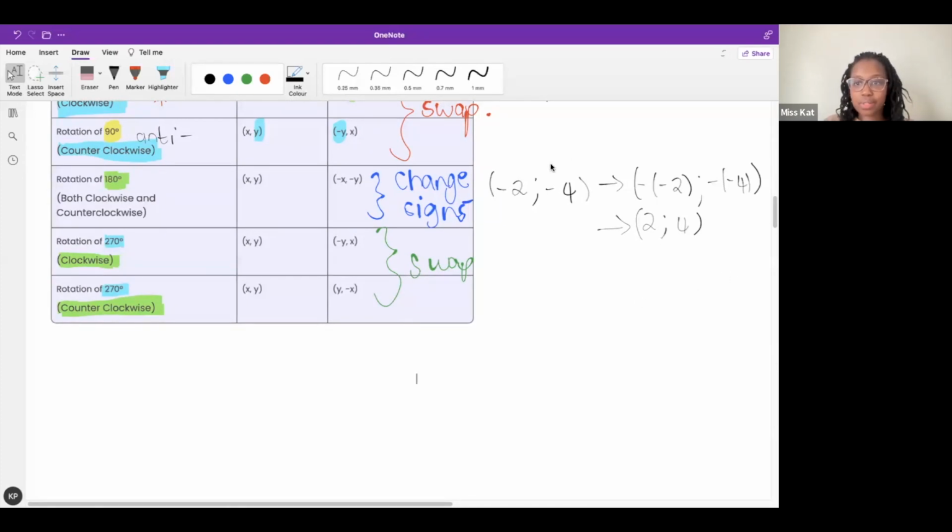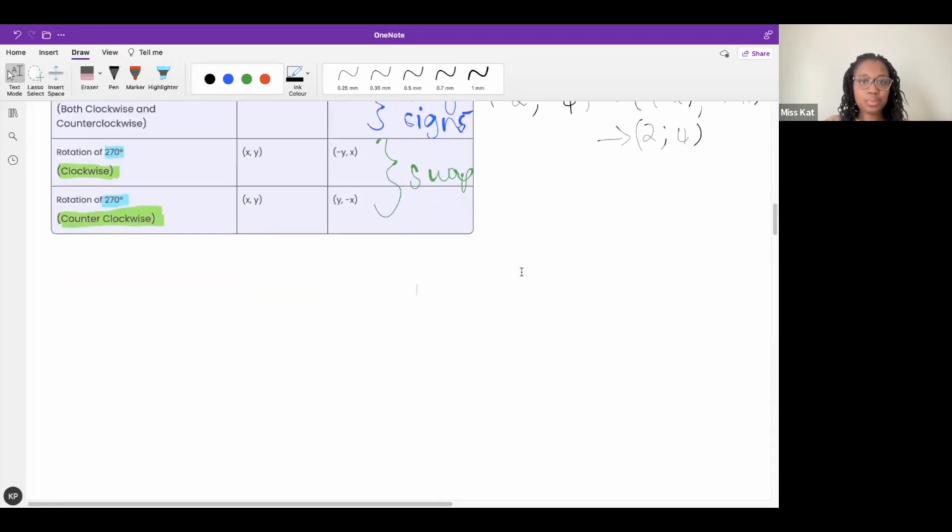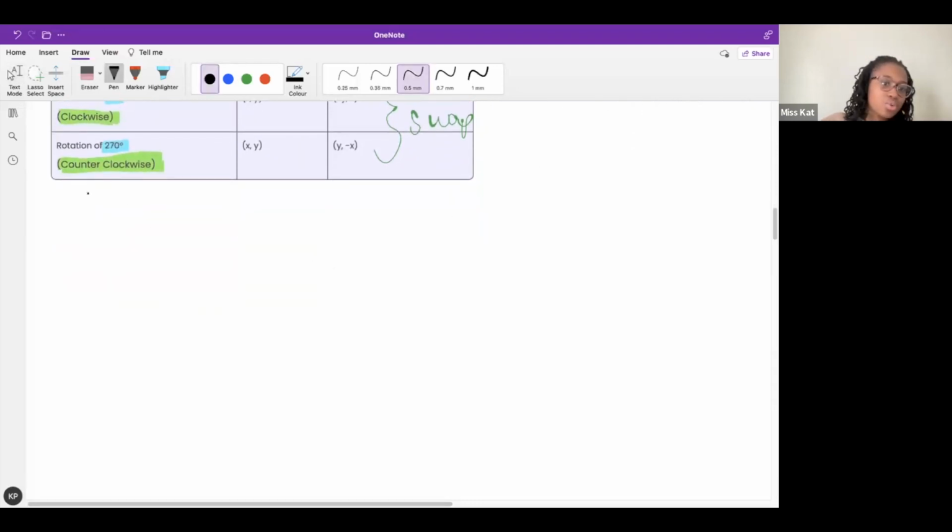Let's do another one. Now I want us to rotate the point 3, 7. We're rotating this 180 degrees. So the rule for 180 degrees doesn't change. What's the rule for 180 degrees? Doesn't matter which direction we're doing.